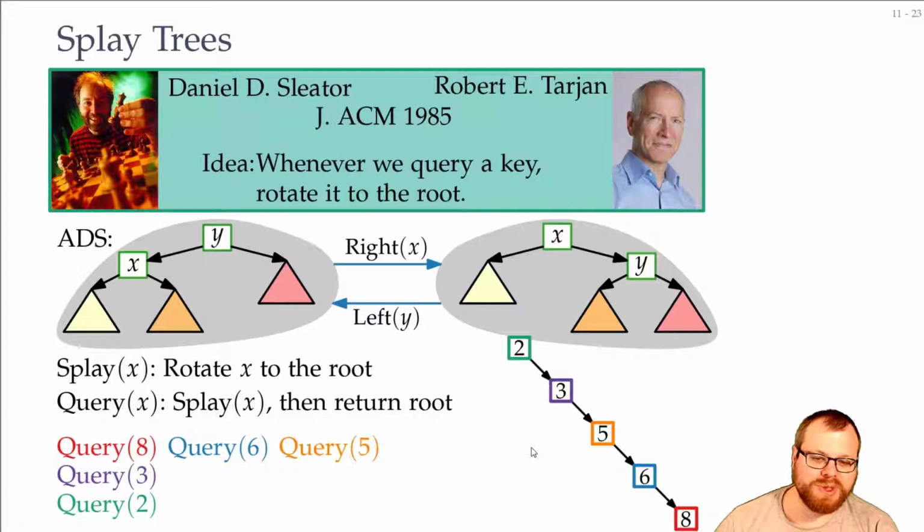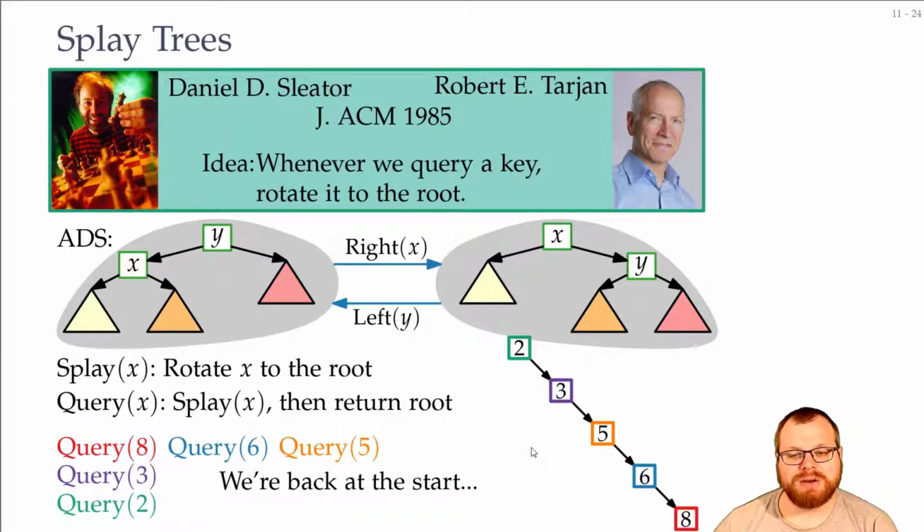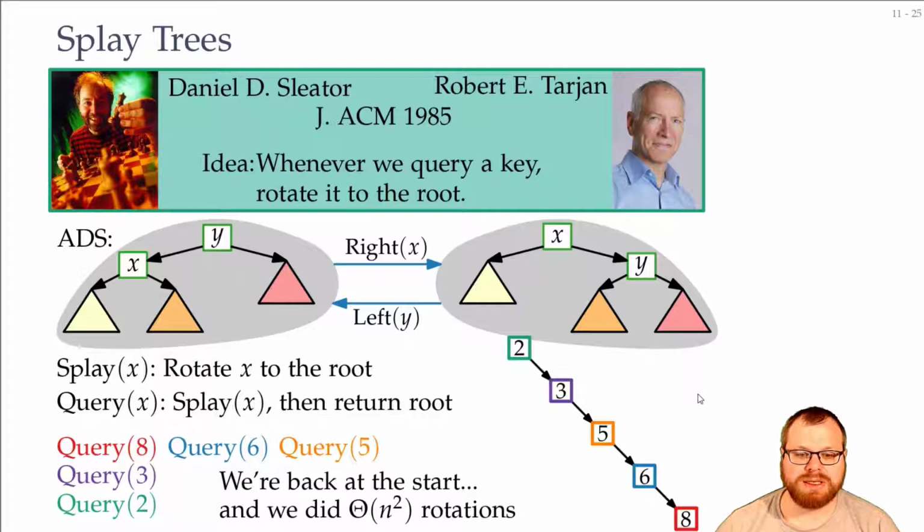Now we have a bit of a problem, because we're exactly back at the start. This is exactly the same tree as we had in the beginning, and we did a quadratic number of rotations. That means if we do n queries, we took quadratic time, so we required even amortized linear time per query, which is way too much. So somehow this does not work.